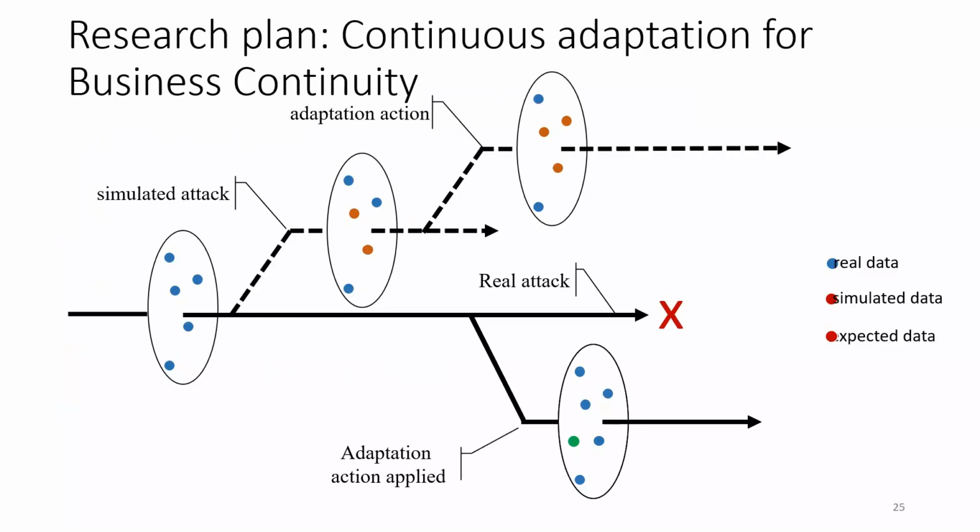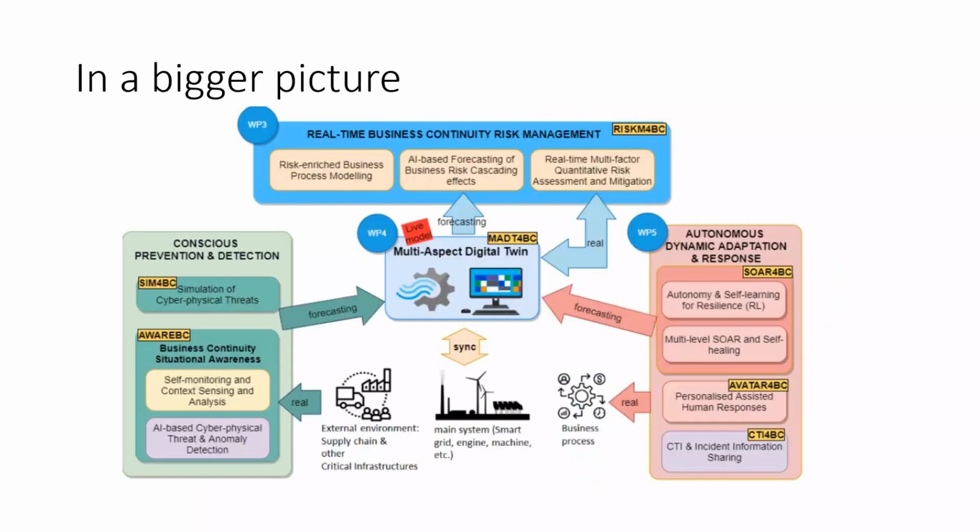A further plan is to use the whole idea to support business continuity. So simulate what would happen to the system, keep the record of the simulations and the adaptations you've tried on the system, and see at what point you can merge into the real one to prevent any disruption to the system. This whole digital twin will be at the core of the new project called Dynamic, looking at the continuous enhancement of business continuity.